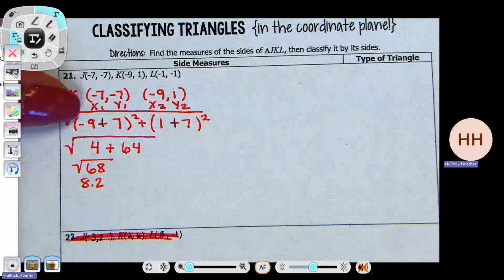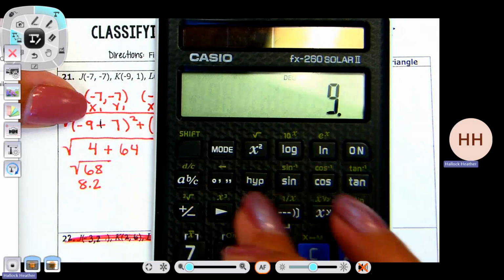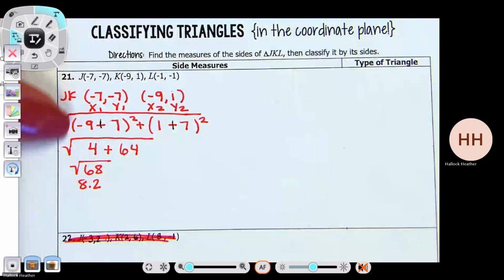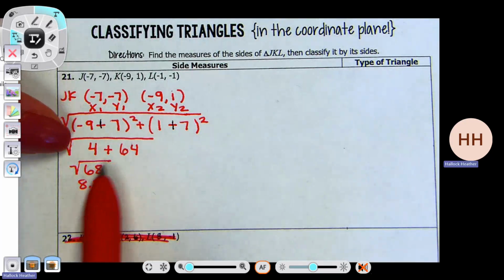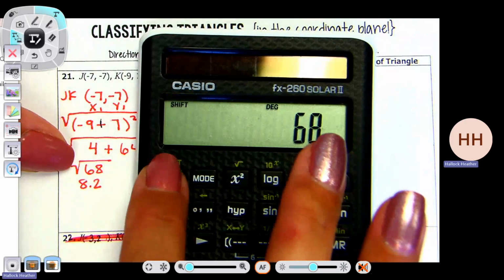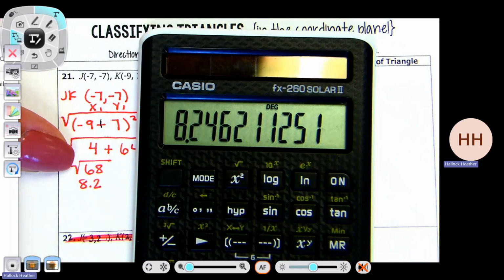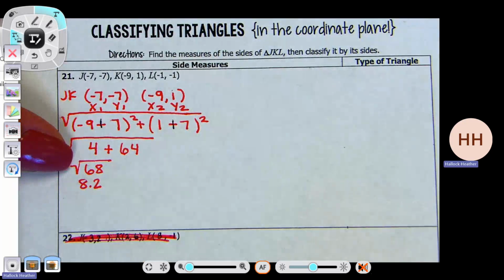No, because it's technically negative. Yeah, so negative times a negative is a positive. This, you're doing 68. And then you're pressing shift and then the x squared button because it's undoing the square, which makes it square root. Yeah. Okay, so that's JK.